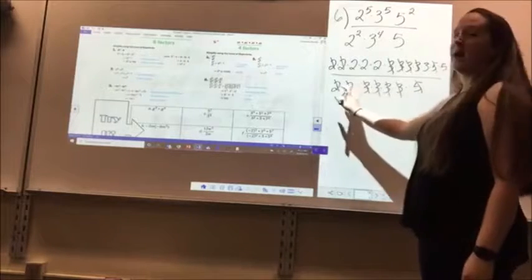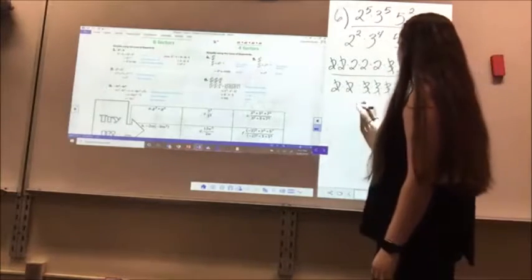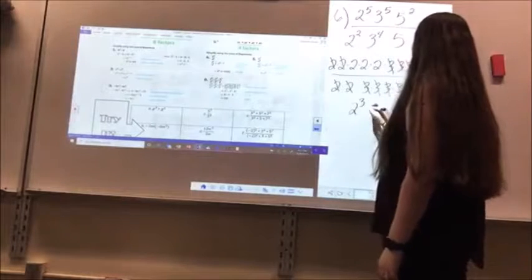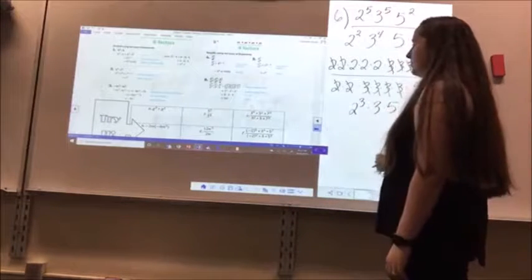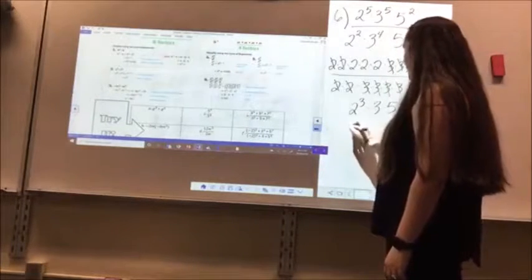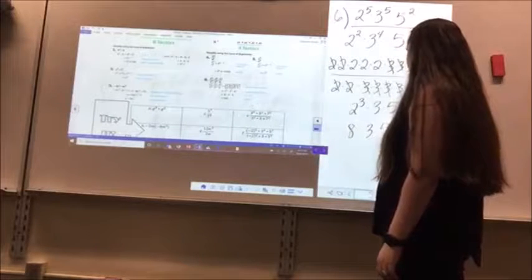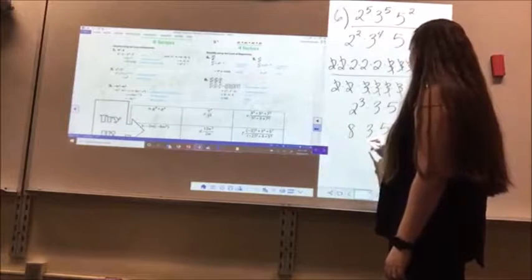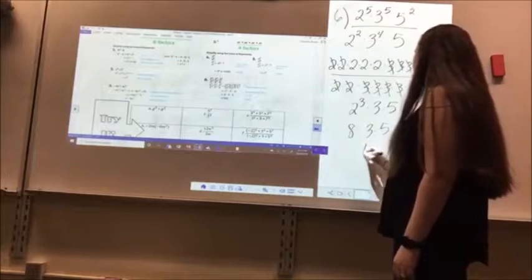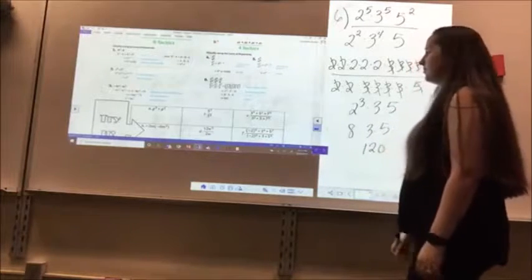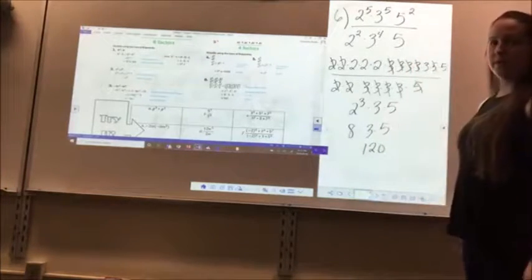So everything on the bottom is gone. I'm left with 3 2's, 1 3, and 1 5. 2 cubed is 8 times 3 times 5. 8 times 3 is 24. 24 times 5 gives me 120. Okay? So that's one way to do it.